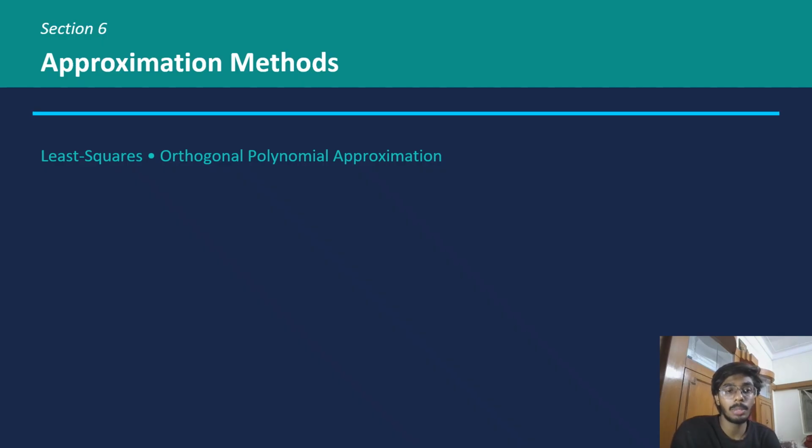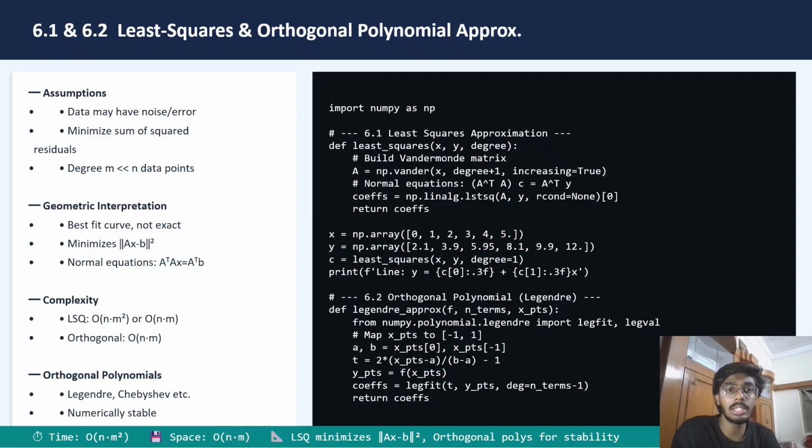In the sixth section we have approximation methods, in which we have least square and orthogonal polynomial approximation. Let's see both of them. First, we need to assume that in this data there may be noise with error and minimum sum of squares. Then we have the geometrical interpretation, which is the best fit for the curve, not the exact but the best fit. Minimize Ax minus b to the whole square, and we have the normal equation. The time complexities are the following.